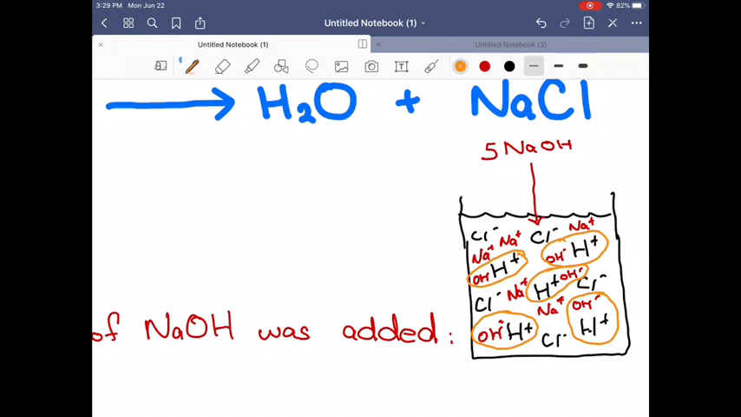Bet you all my Pokemons that you won't be able to find any more H+, because there are none. This beaker right now is no longer acidic. Okay, this is no longer acidic because there is no H plus concentration to take the negative log of.